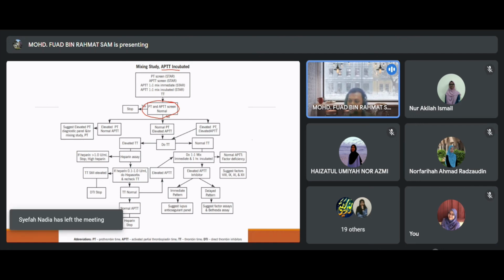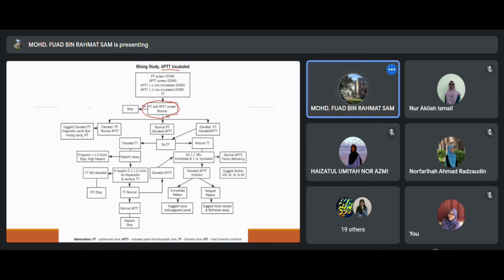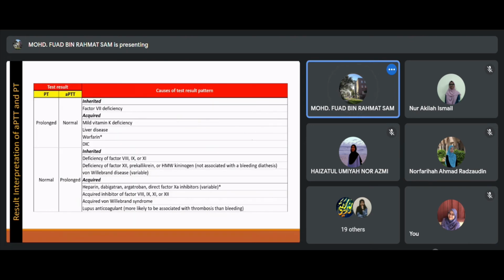Perlu hafal ke benda ni doktor? Tak perlu hafal pun. Saya tak tanya pun benda ni dalam exam. Saya tahu you guys tak risau sebab dia banyak sangat error. Tak, kita just nak lihat kepentingan signifikannya this mixing study.